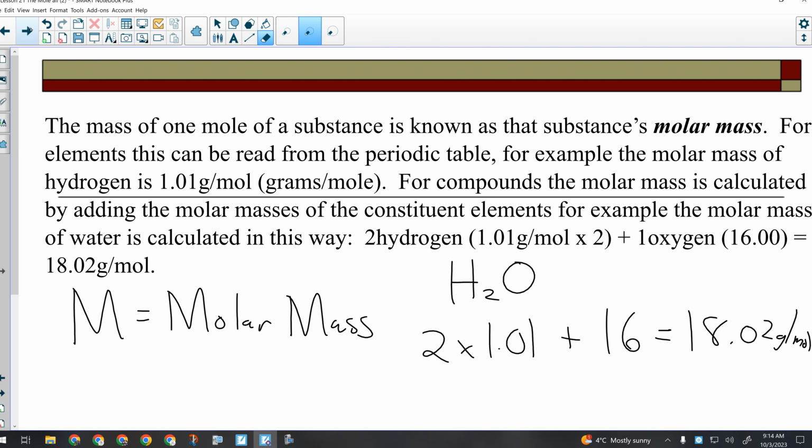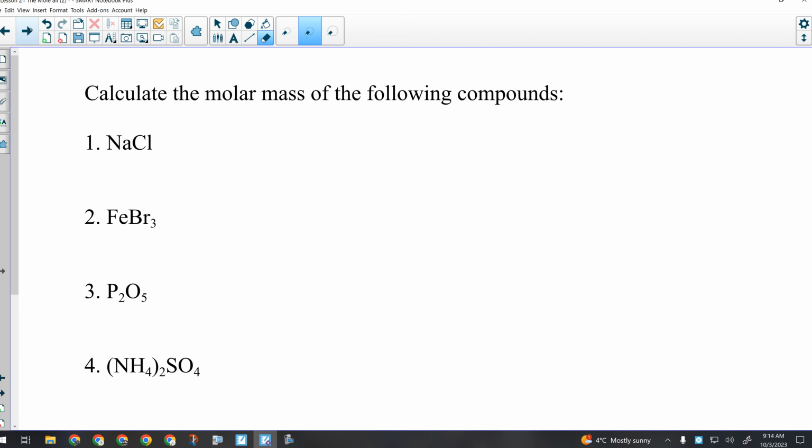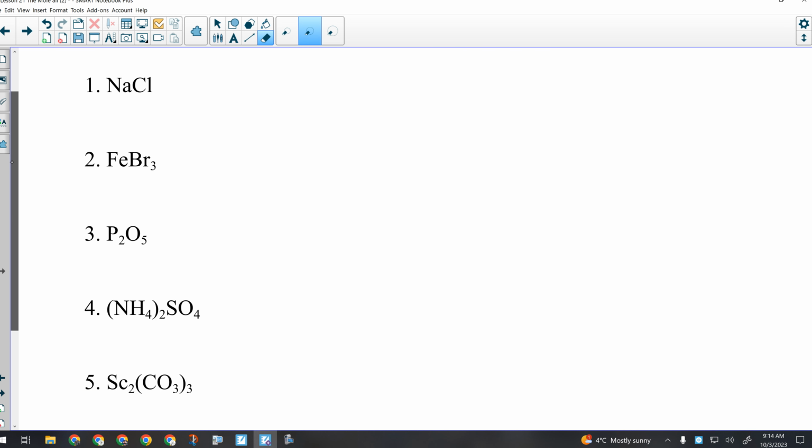All right, I would like you guys to calculate for me the molar masses of these compounds using your periodic table. Okay? Let's say for now, let's just do the first three.